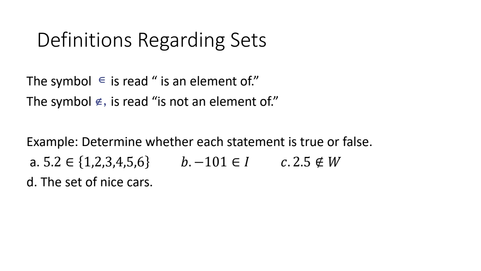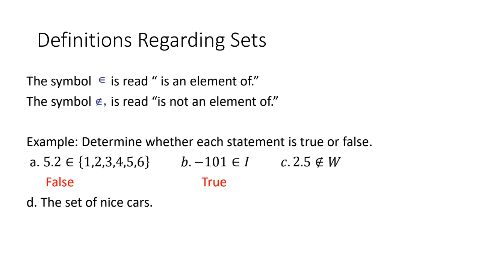So 5.2 is not an element, so you should have the other line crossing. That one's false. And then B says -101 is an element of the integers. The I represents the integers. Remember that the integers are all of the positives, all of the negatives, and 0. Because this is a negative whole number, yes, this is true. And C says 2.5 is not an element of the whole numbers.